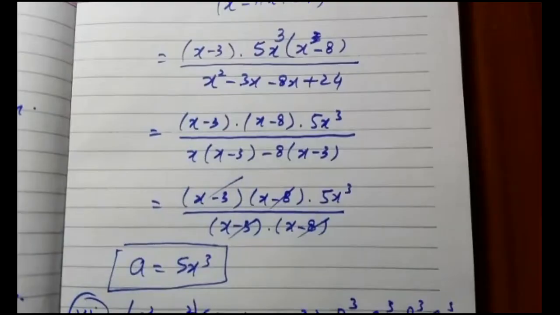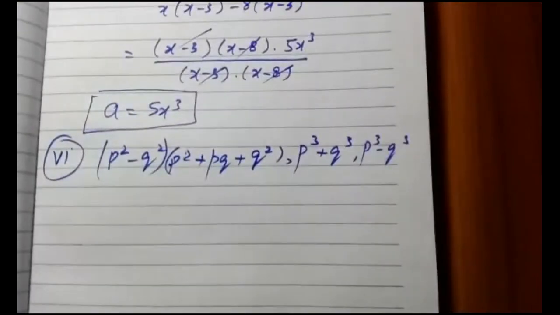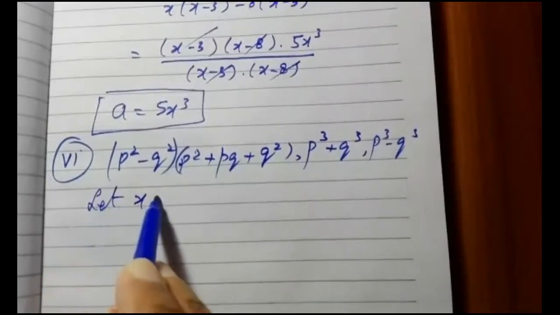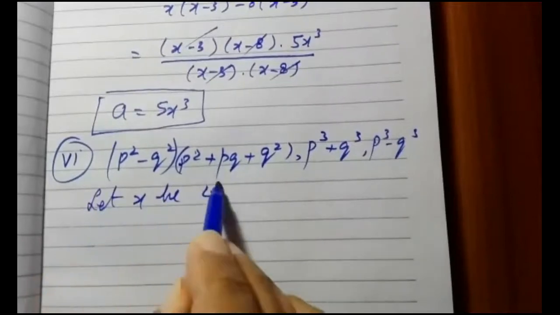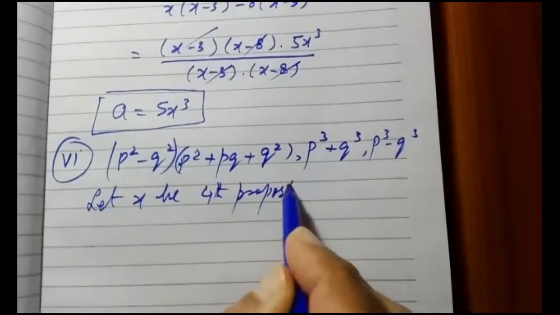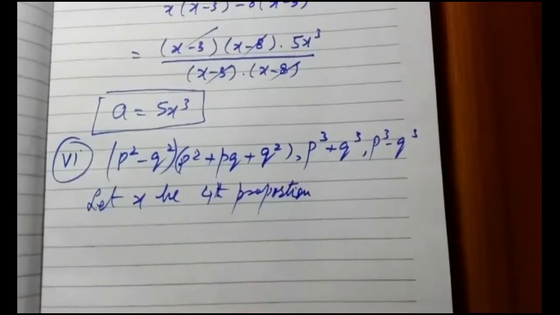The same procedure will be followed as we have done in the previous two parts. So the same will be done again, fine. There would not be any difference. What to do? You have to assume, let x be the fourth proportion. So you will just rearrange it one time and then you will start working with it, fine.